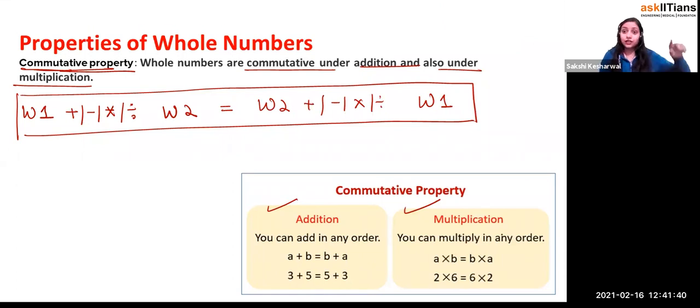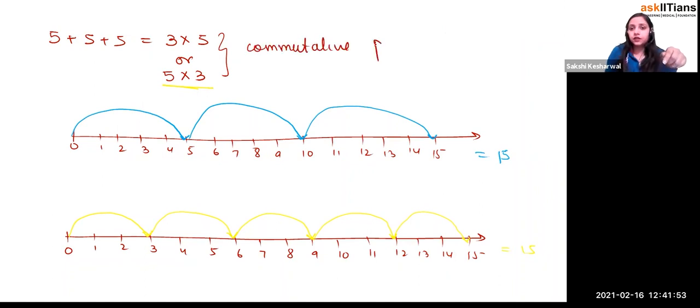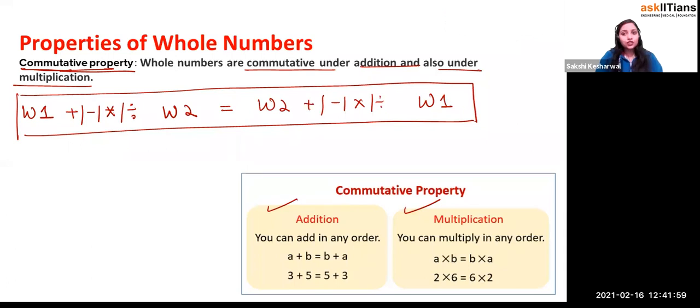Similarly for multiplication. This is known as the commutative property. You change the order, it doesn't matter. So A into B is equal to B into A, like 2 into 6 and 6 into 2. But this is not applicable for subtraction as well as for division.